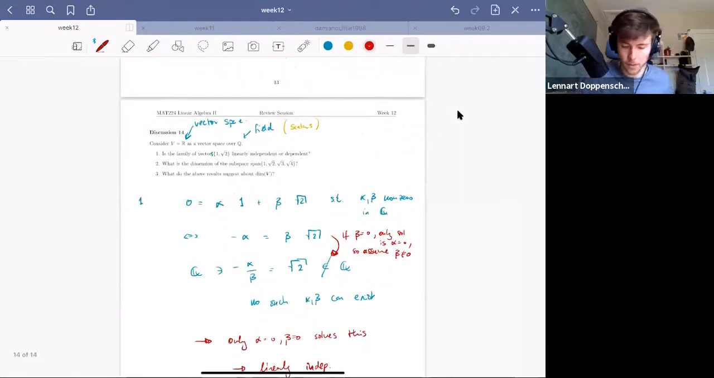Okay, what about number 2? What is the dimension of the subspace span of 1, square root 2, square root 3, square root 4?